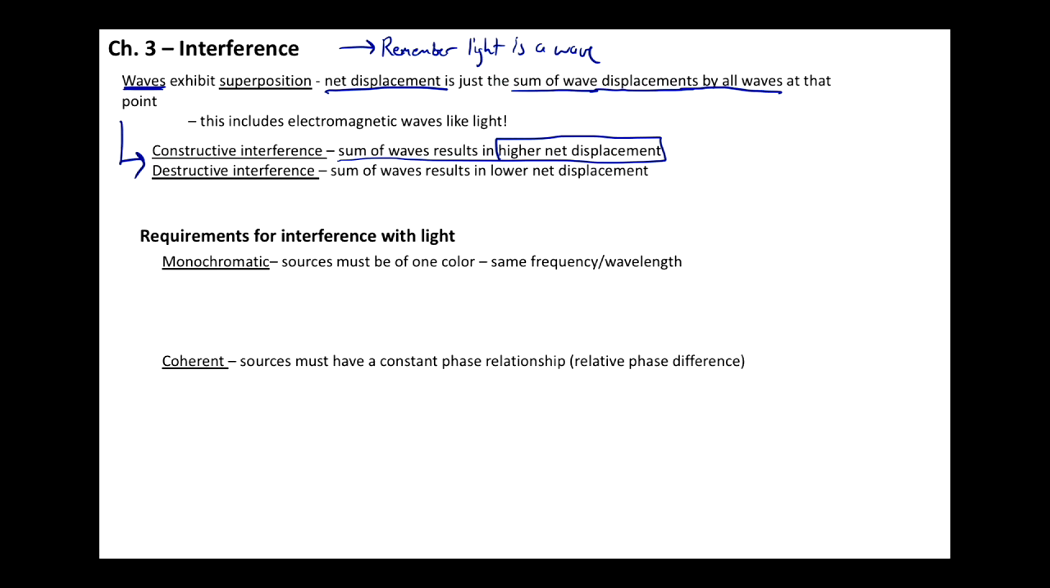If it's destructive interference, that's when the positive displacement of one wave hits the negative displacement of another, and the overall sum is less than what you would have if you added them both together by magnitude. Constructive adds together in a positive manner. Destructive destroys a little bit. You have a little bit less than you would have otherwise.